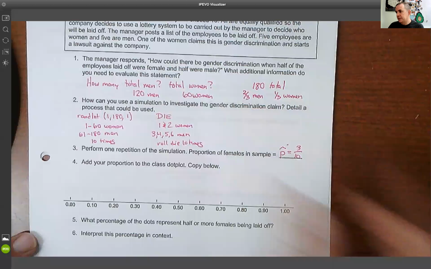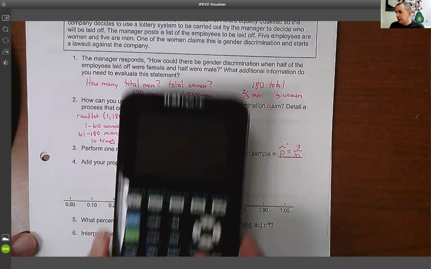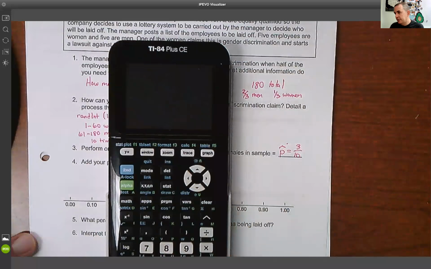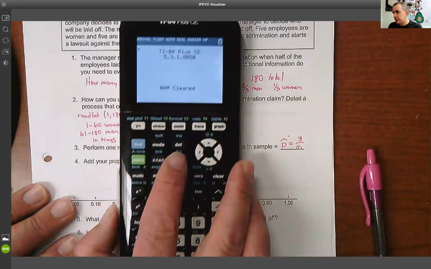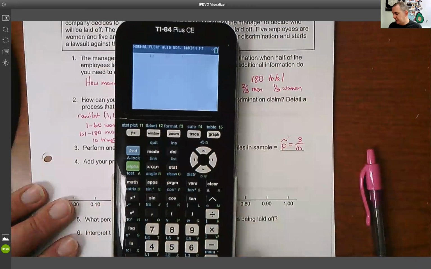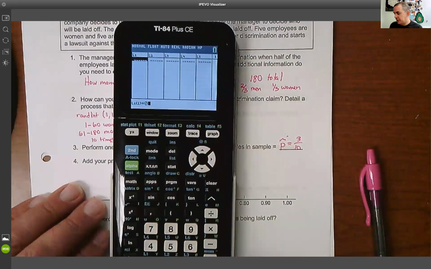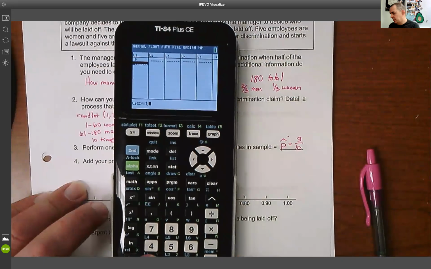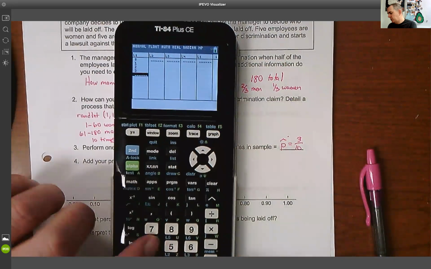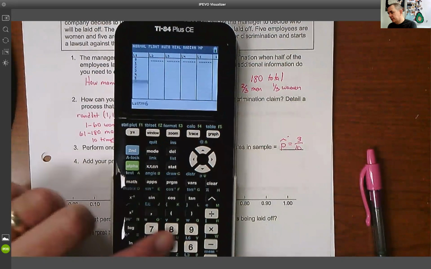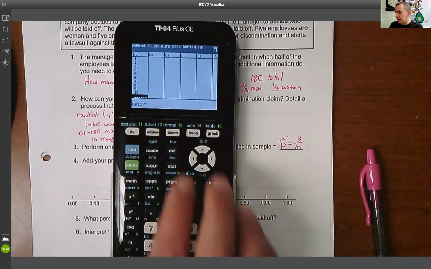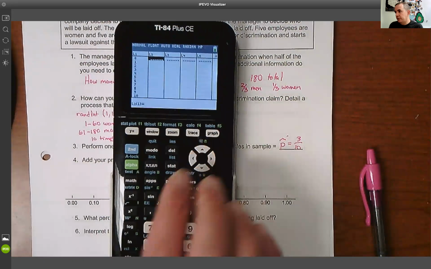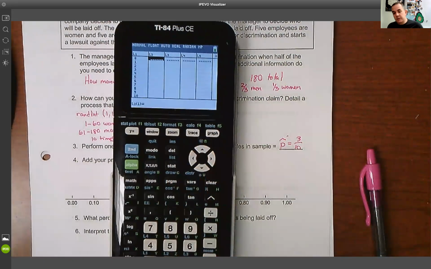What I'm going to show you is how the calculator can actually do that. You don't need to know how to do this. I'm just going to show you a quick way the calculator can do this. I'm going to go to the table, and if you think about it, this is a binomial setting. So 0, 1, 2, 3, 4, 5, 6, 7, 8, 9, and 10. Those are all of my outcomes. I could get 0 women, 1 woman, 2 women, all the way up to 10 women out of 10.